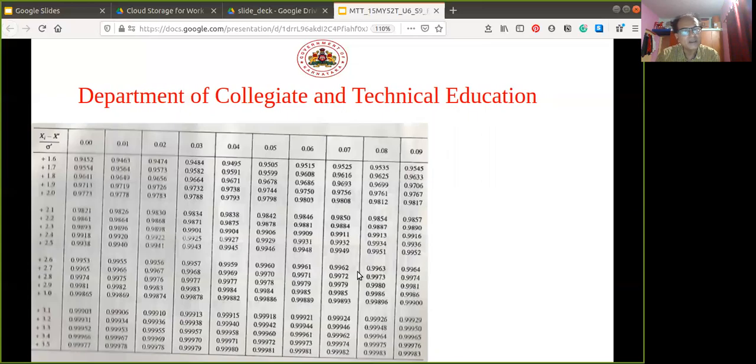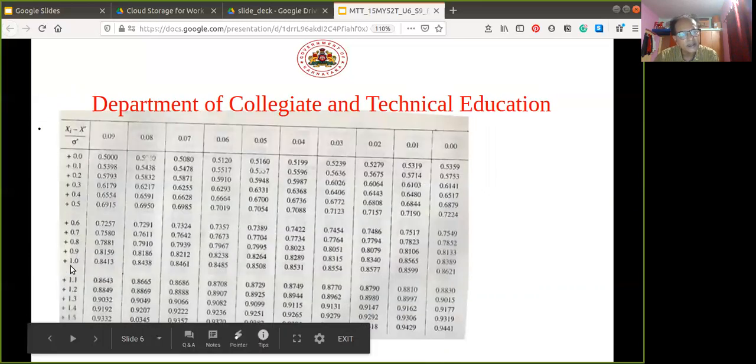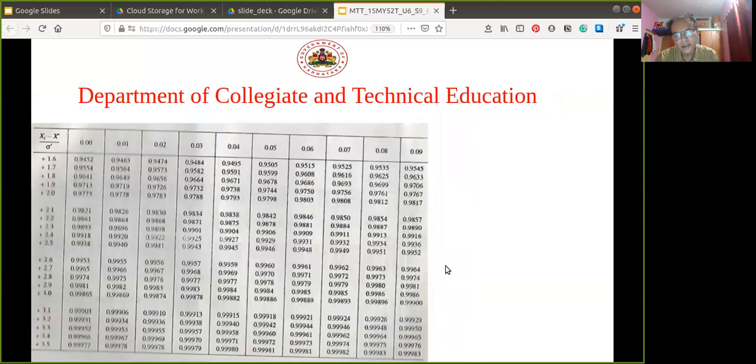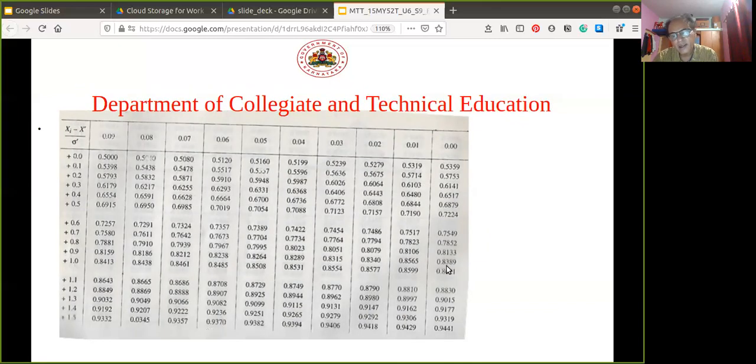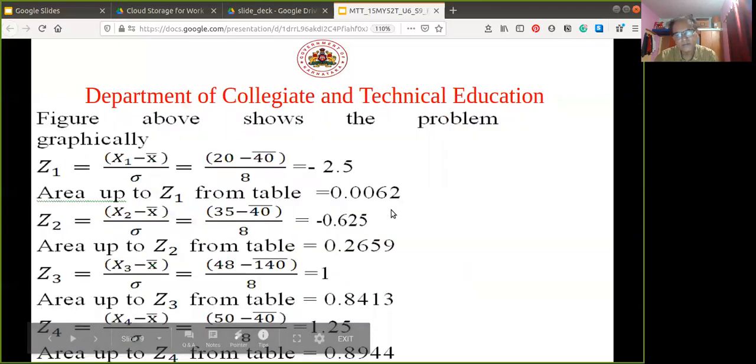Then I will see what is the value for Z equal to 1. What is the value of Z equal to 1? See here. For Z equal to 1, the value of the area under this curve, you have to take for 0. So it is 0.8621. That is the area. So approximately you will get 0.8621 for Z3.